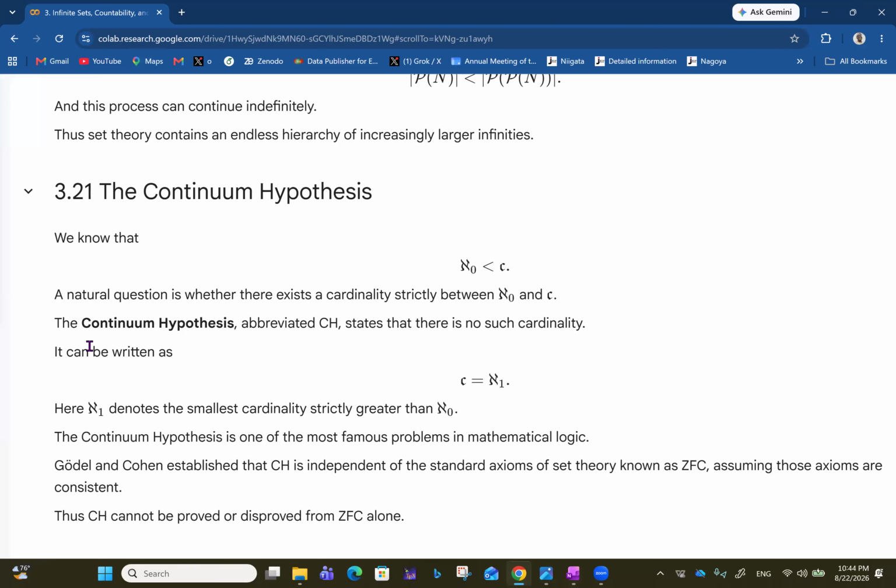That's the continuum cardinality. So the continuum hypothesis, abbreviated CH, states that there's no such cardinality. It can be written as C equals aleph 1. Here, aleph 1 denotes the smallest cardinality strictly greater than aleph 0. The continuum hypothesis is one of the most famous problems in mathematical logic. Gödel and Cohen established that the continuum hypothesis is independent of the standard axioms of set theory known as ZFC, assuming those axioms are consistent. Thus, the continuum hypothesis cannot be proved or disproved from ZFC alone.